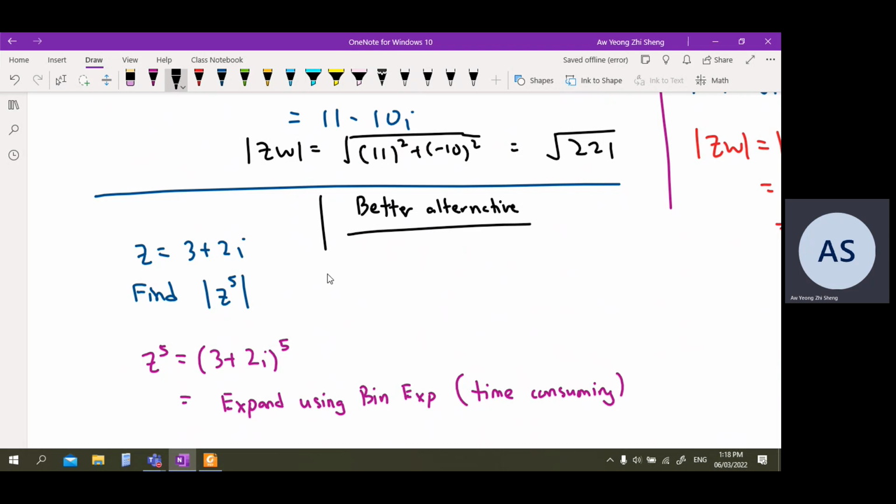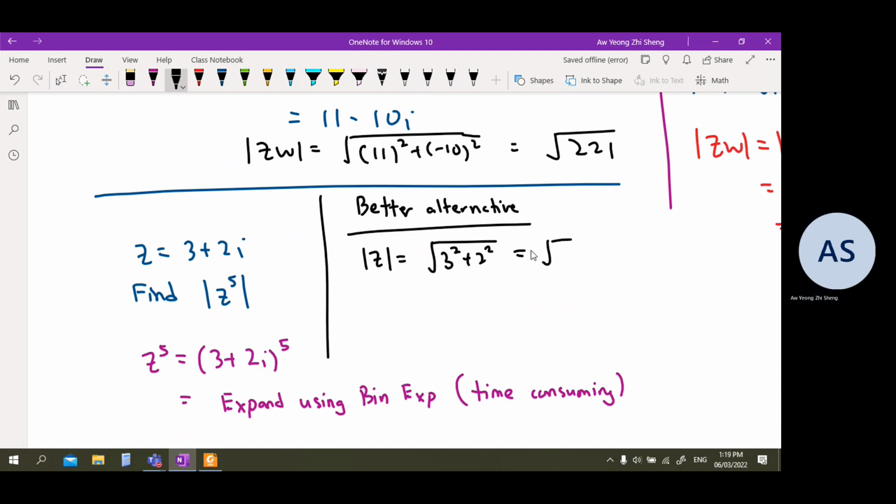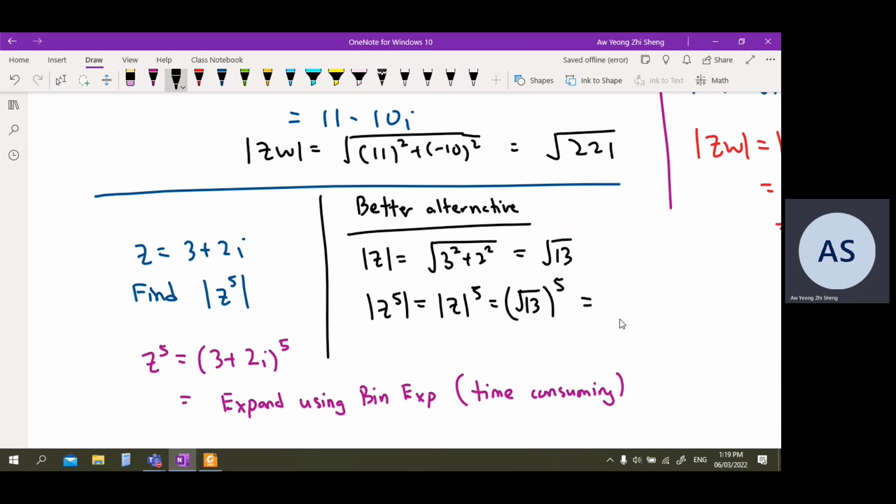A better alternative here is to just find the modulus of z, which is quite easy to find. That's just the surd of 3 squared plus 2 squared. That gives you the surd of 9 plus 4, which is 13. And then the modulus of z to the power of 5, by the third property of modulus in the table, is the same as modulus z to the power of 5. Then you just take the surd of 13 to the power of 5, which is comparatively much faster and easier to compute. Okay? So here you do not need to go through the pain of expanding it using binomial expansion.